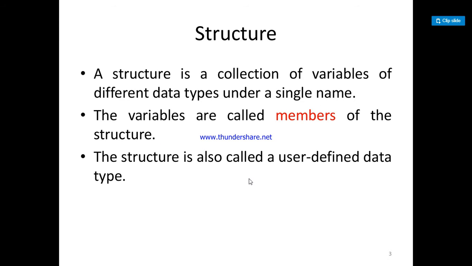So the definition of structure is: a structure is a collection of variables of different data types under a single name. The variables are called members of the structure. The structure name and its calling name are also user defined names. The data types are also user defined data types, because the number of members in the structure is defined by the user only, so it is called a user defined data type.